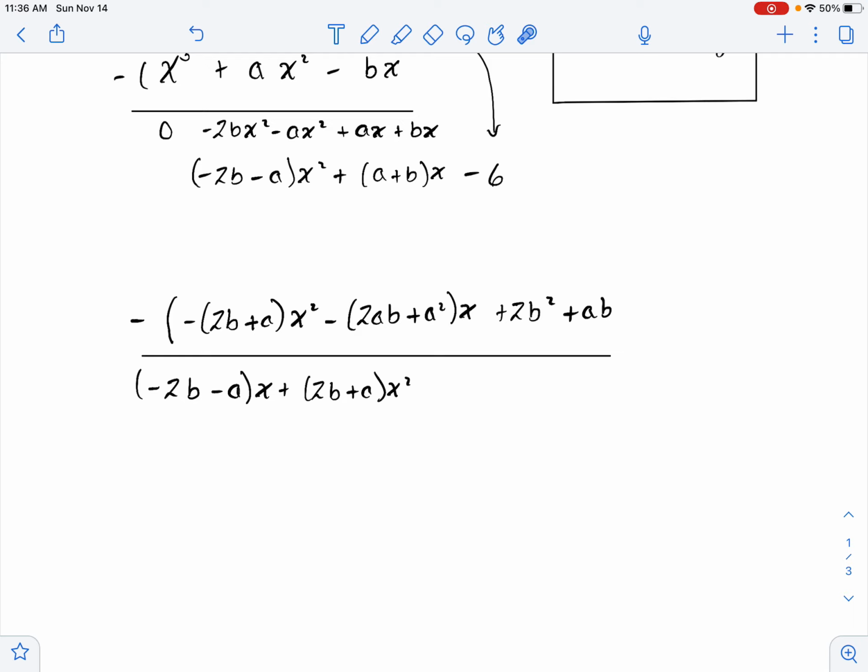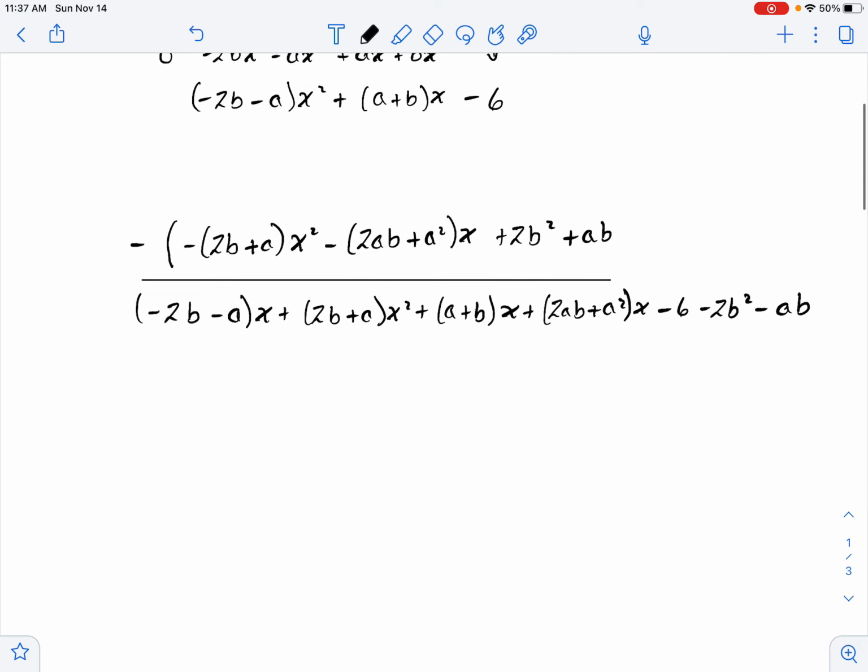Here I have a plus bx, so I have plus a plus bx, and I'm subtracting minus 2ab plus a squared. Again, minus times a minus gives me a plus, 2ab plus a squared times x. And then finally, I have minus 6 minus 2b squared minus ab. So that is negative 6 minus 2b squared and then minus ab.